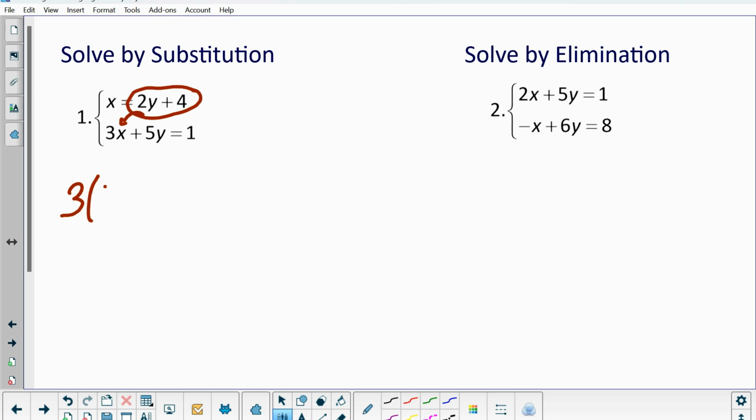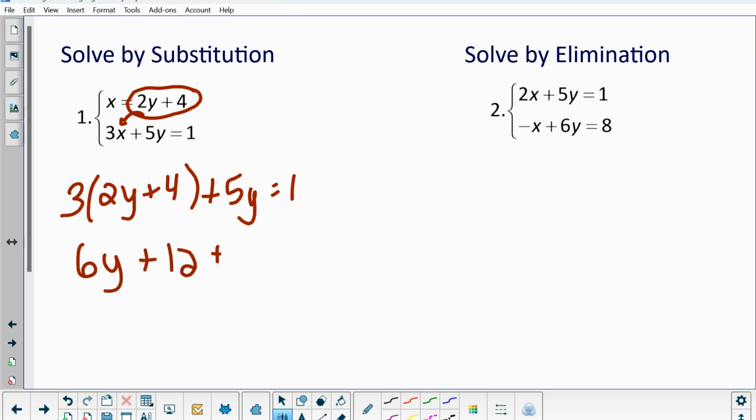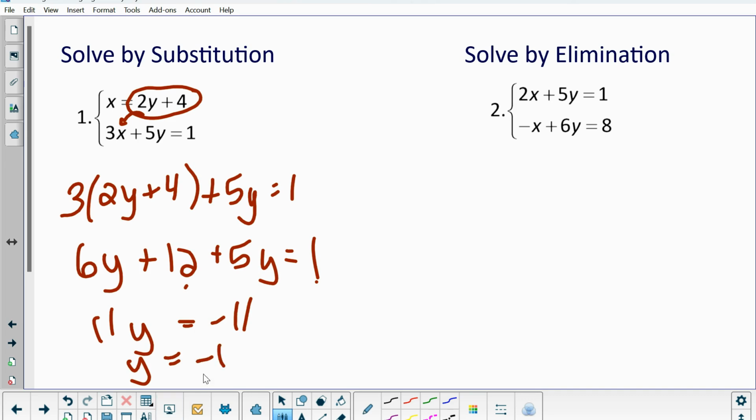So you'll have 3 times 2y plus 4 plus 5y equals 1. So now you have 6y plus 12 plus 5y equals 1. I'm going to combine like terms here. So 6 plus 5 is 11y. I'm going to subtract 12 to the other side. So 1 minus 12 is negative 11. So I get y equals negative 11 divided by 11 is negative 1. So I have the y value.